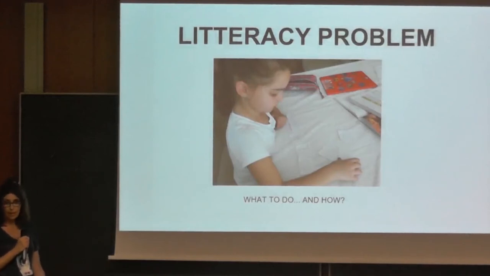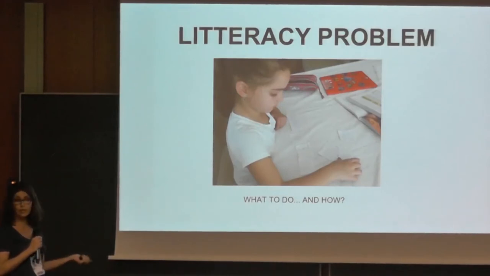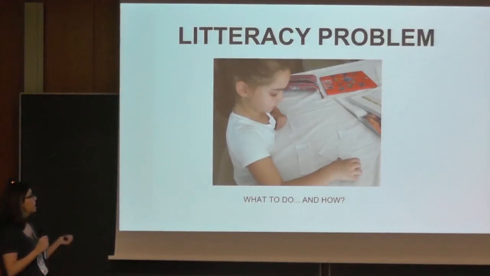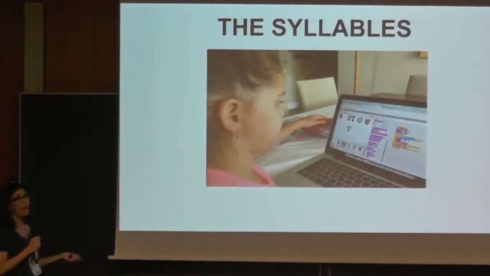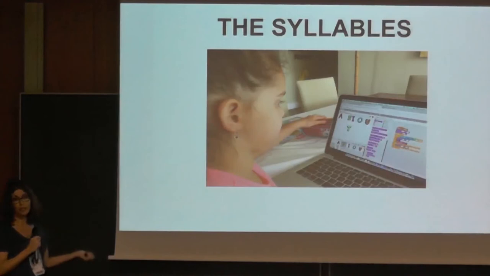Let me give you an example. This is Lorena. She was 5 years old here, and she had a literacy problem. The school called her mother and said, she's the only one that is not literate. She can't read, she can't write, she must have some kind of problem. Then I met her and saw that after 1 year at school, she didn't know how to join letters to make syllables.